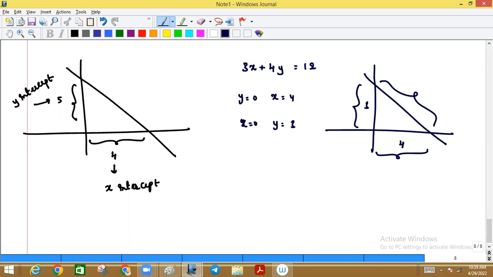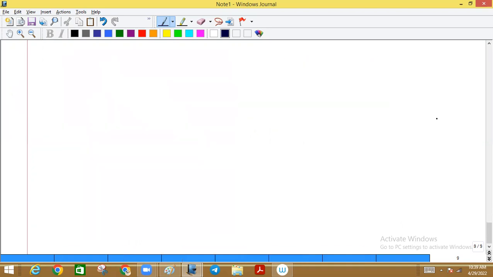Intercept means length. Understood? How do you get x-intercept? By putting y is equal to 0. How do you get y-intercept? Putting x is equal to 0. Understood? We have seen various slopes. Slope when 2 points are given, slope when theta is given, slope when intercepts are given, slope when lines are given, right? Now we'll see equation of line.